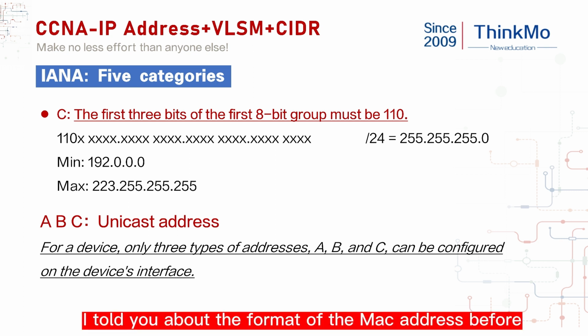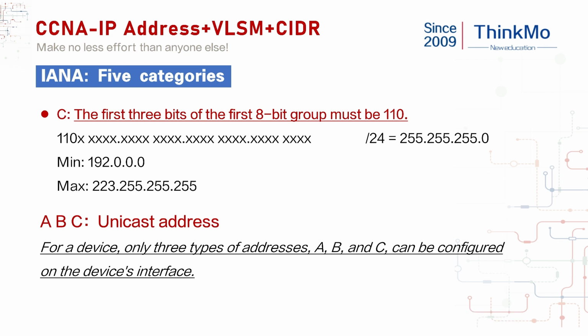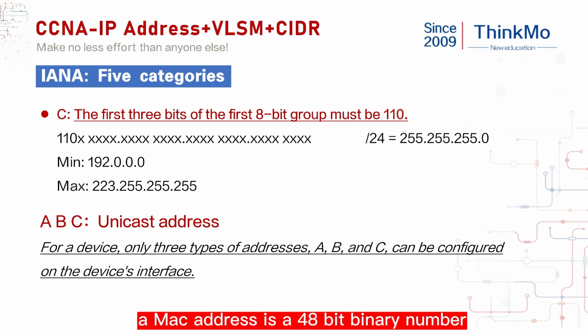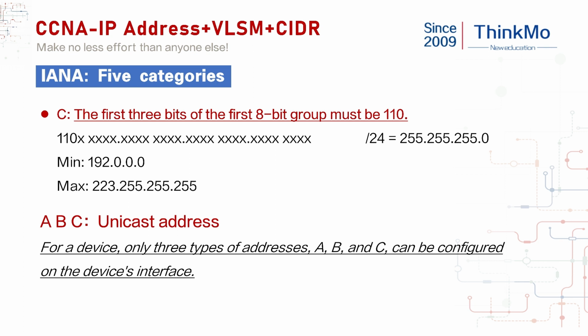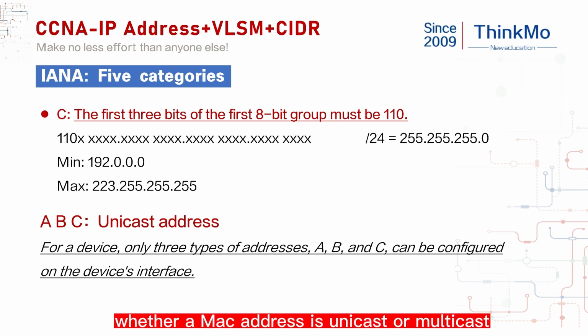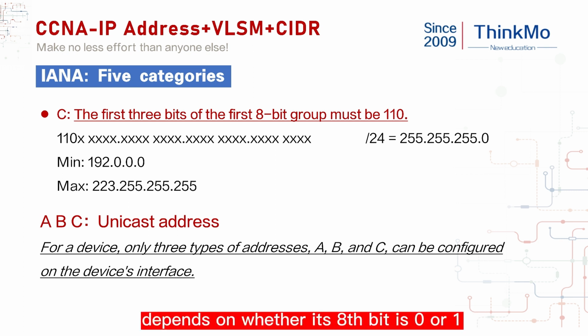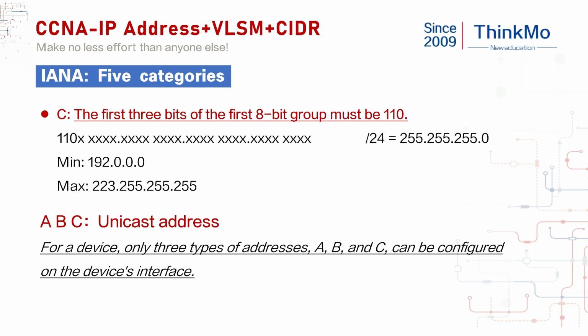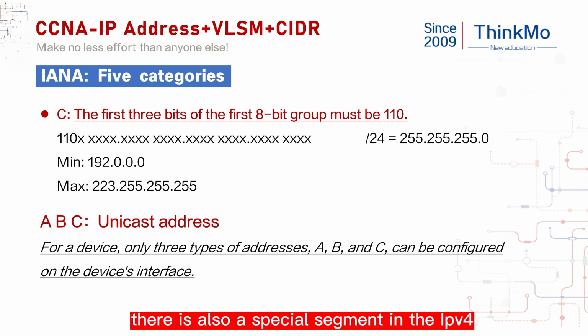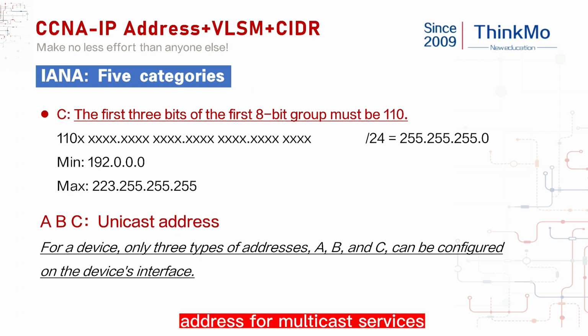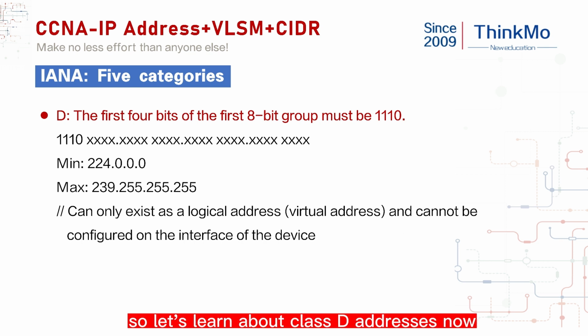I told you about the format of the MAC address before. A MAC address is a 48-bit binary number. To measure whether a MAC address is unicast or multicast, it depends on whether its 8th bit is 0 or 1. Then for the network layer, there is also a special segment in the IPv4 address for multicast services. So let's learn about Class D addresses now.